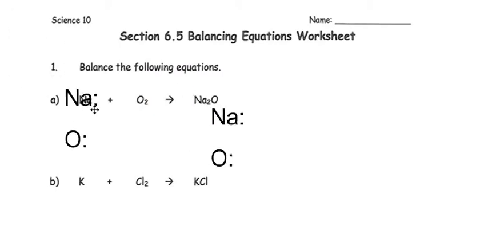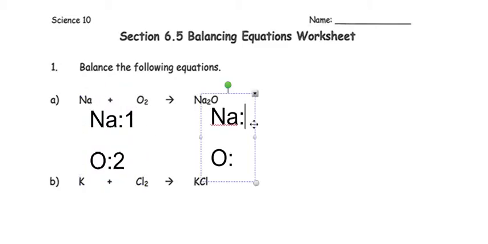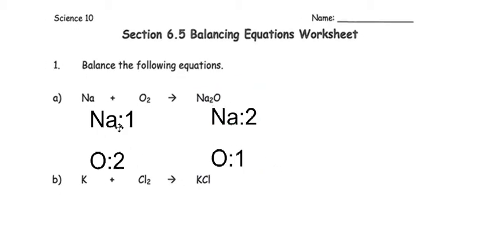If you notice here, on the left-hand side we have Na and oxygen, and on the right-hand side we have Na and oxygen. Okay. The next thing is to figure out how many of each you have. Of course, I have one sodium and two oxygens. One sodium and then two O's. On the right-hand side, I have two sodiums and one oxygen. So of course you can see that something's wrong here. I can't magically turn one sodium into two. So this means that I must have more than one sodium on the left-hand side.